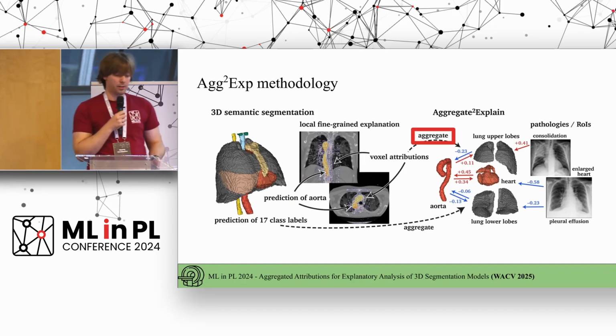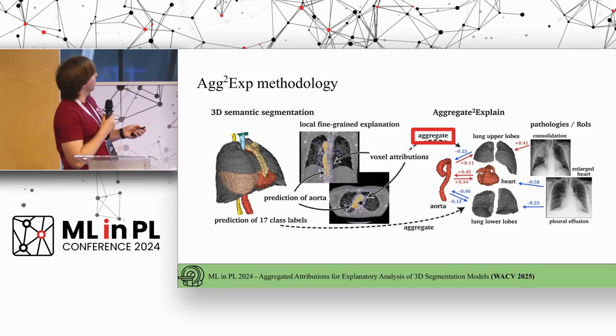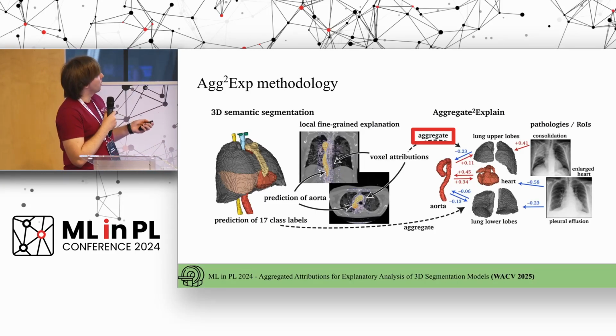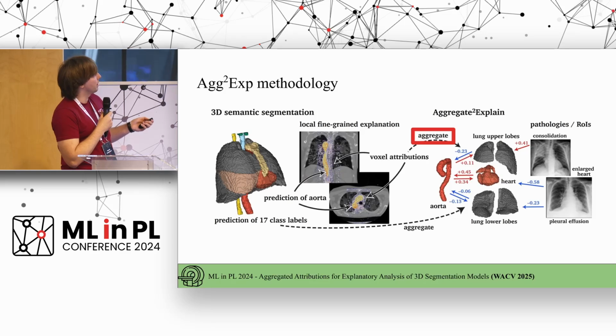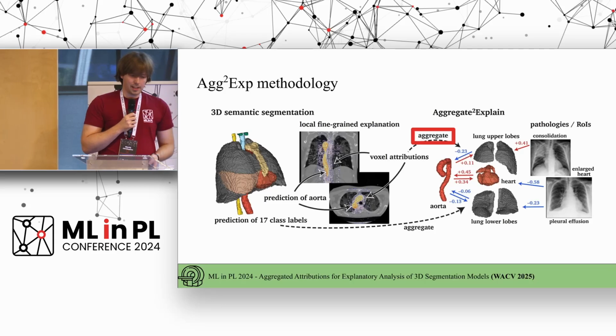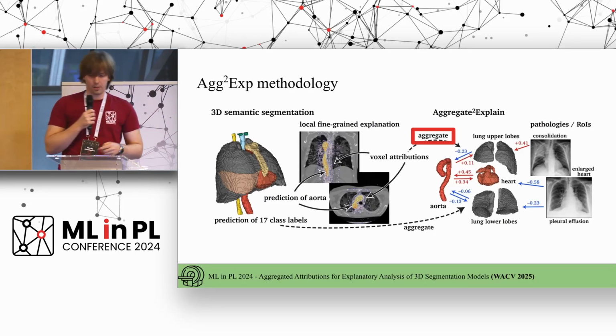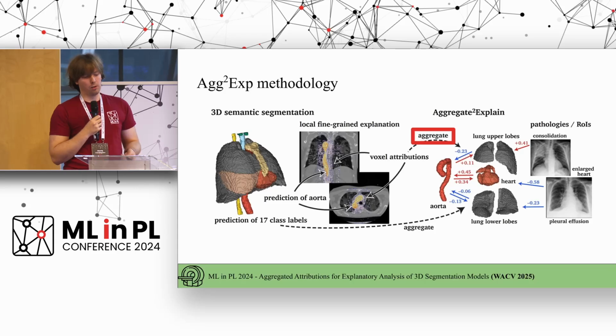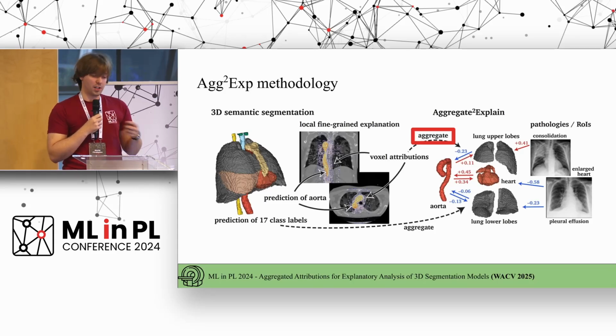As you can see here in this image, you can try to analyze how important segmentation of the region of aorta was for creating a segmentation of lung upper lobes. So that's the idea which allows us to create these interpretable features which are much easier to understand for us humans, even if we are not into, let's say, looking at CT scans.